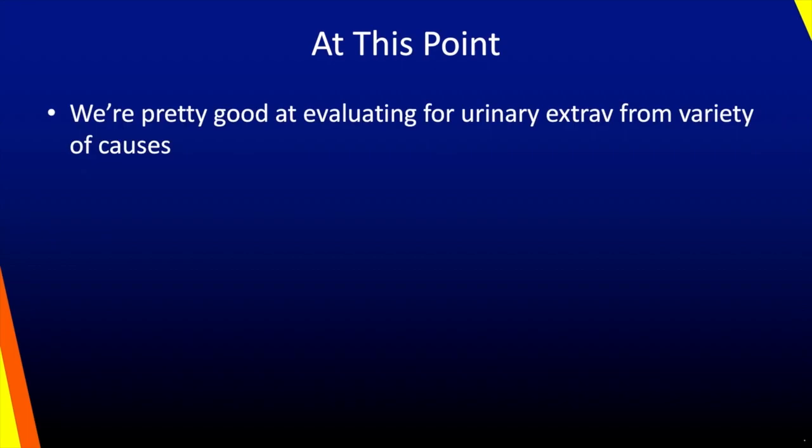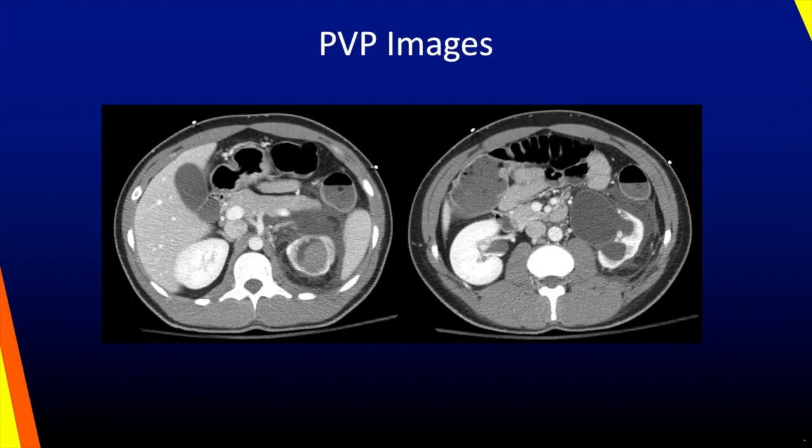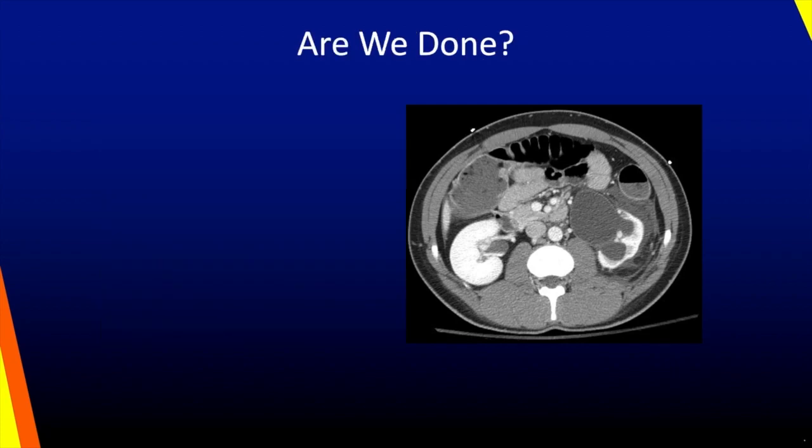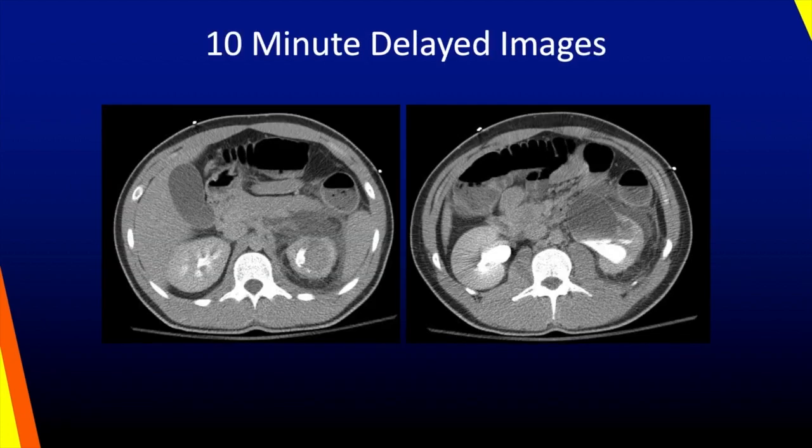At this point, we're pretty good at evaluating for urinary extravasation from a variety of causes. But let's look at one more case. Here are the portal venous phase images, and we notice that there's a dilated collecting system, fluid around the kidney, and some hyperdense material within the collecting system. Are we done? No, delayed images are required because of the fluid around the kidney.